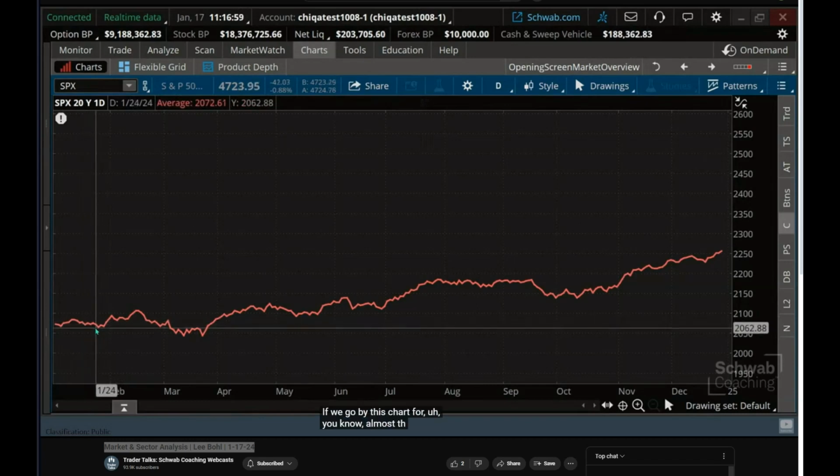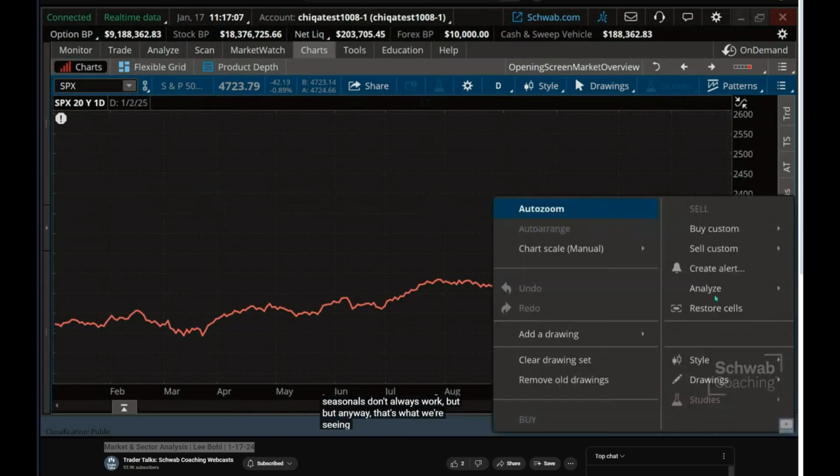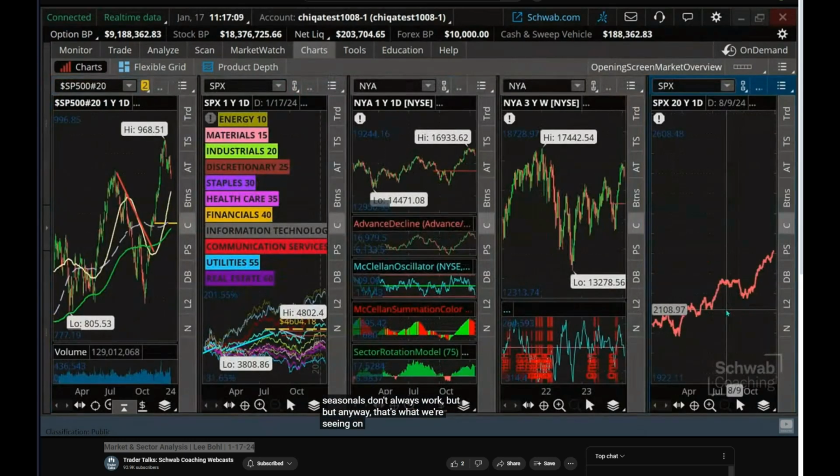So that's the seasonal pattern on the SPX. Now, again, seasonals don't always work, but that's what we're seeing on that one. All right, let us look at the NASDAQ, and then we're going to do sectors.